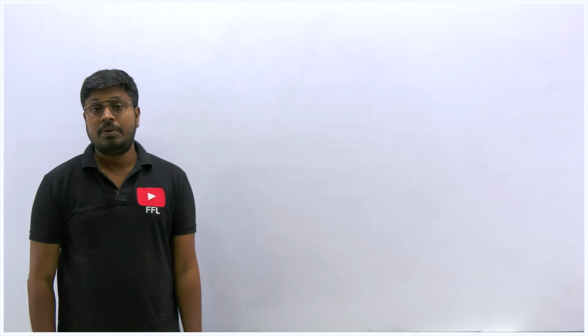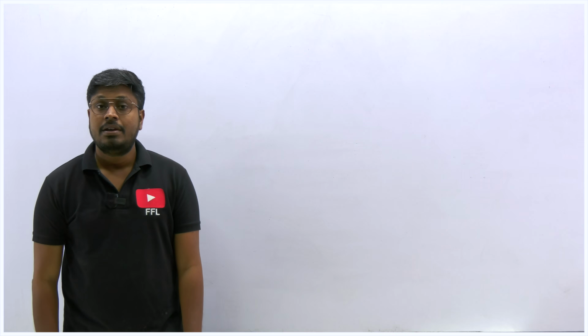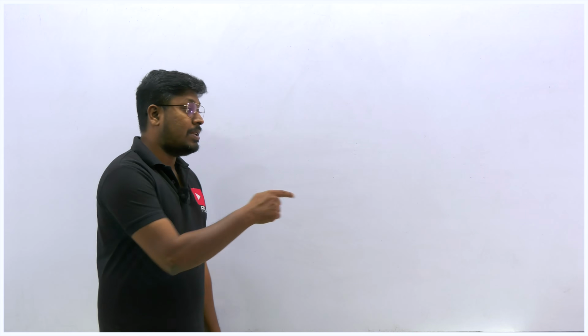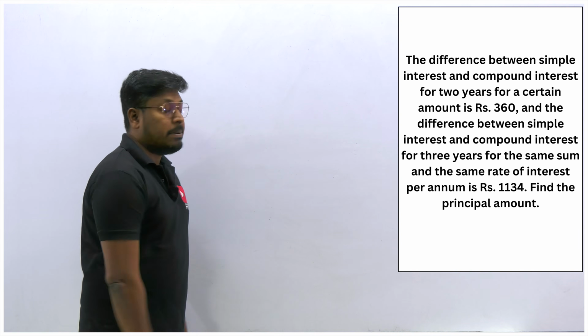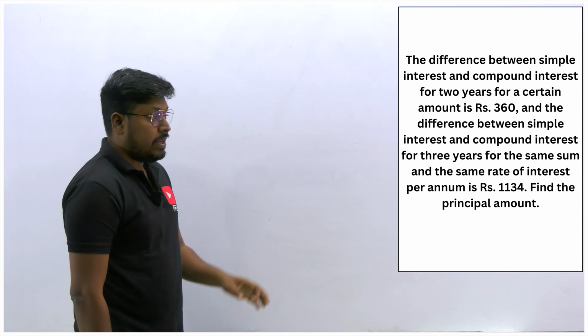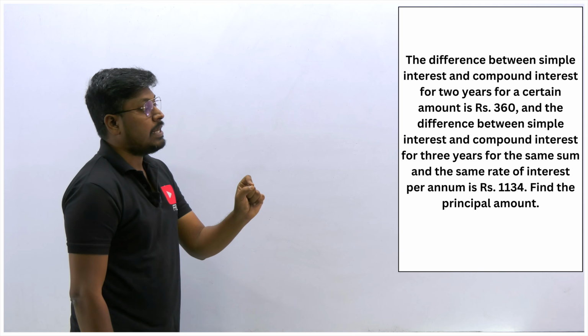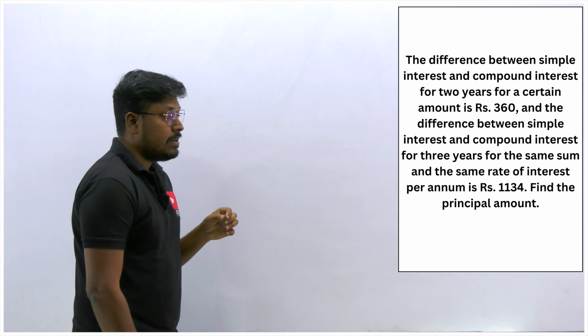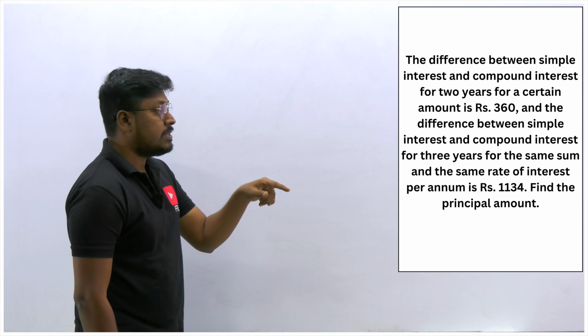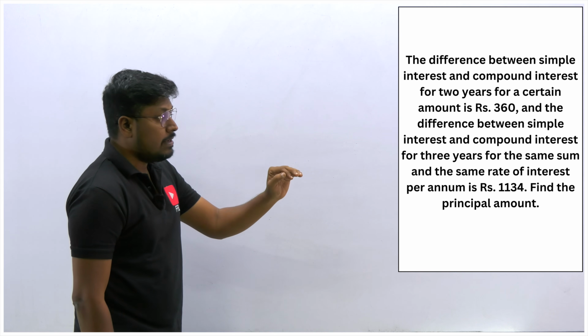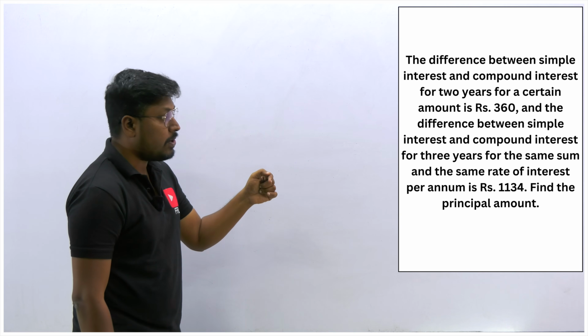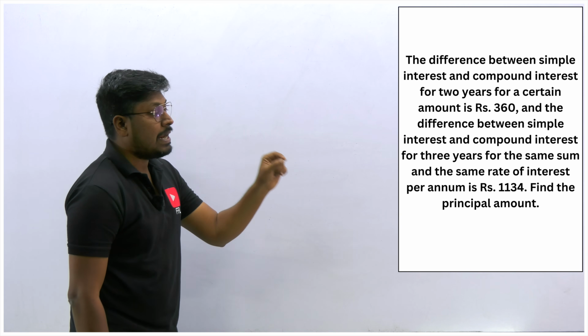So now let me move on to some of the important questions on simple interest and compound interest in this mains series. Question number 1. The difference between simple interest and compound interest for 2 years for a certain amount is rupees 360, and the difference between simple interest and compound interest for 3 years for the same sum and the same rate of interest per annum is 1133.